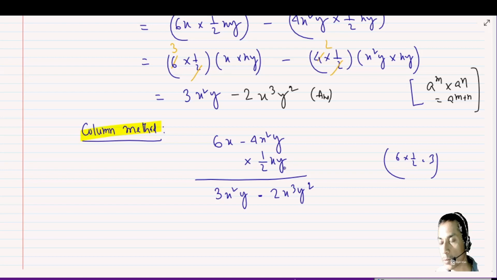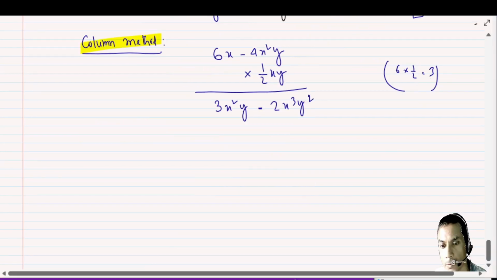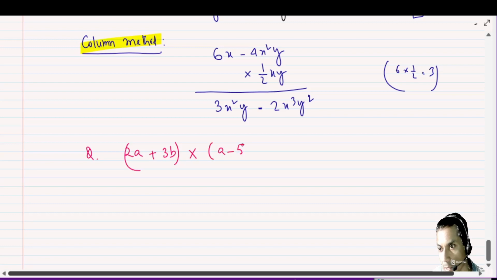If there are 2 terms, what you have to do, let's take one example, otherwise it may be difficult for you to solve. Let's take one example when both algebraic expressions in the multiplication have 2 terms. For example, let's take one question, that is 2a plus 3b multiplied with a minus 5b. Clear? So how can we do that?